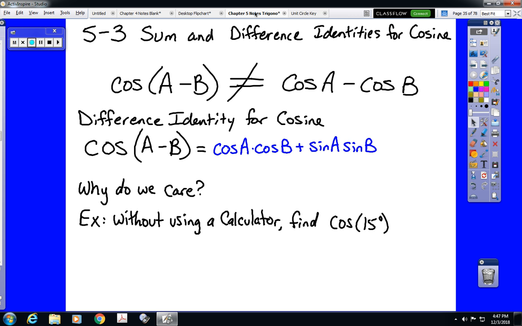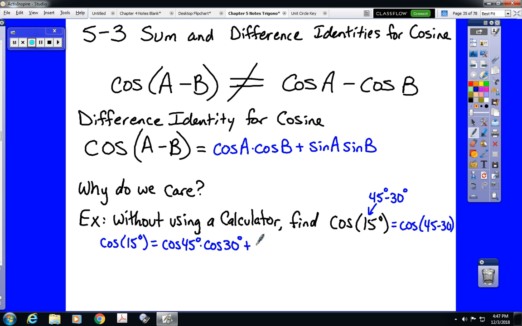we can find two numbers on the unit circle that subtract to 15 degrees, such as 45 minus 30, which allows us to write this as the cosine of 45 minus 30, and then follow this pattern, which would mean that the cosine of 15 degrees would equal the cosine of 45 degrees times the cosine of 30 degrees plus the sine of 45 degrees times the sine of 30 degrees.